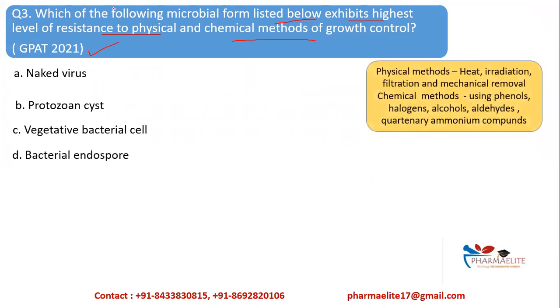Now, which are the physical methods of growth control? This includes heat, irradiation, filtration. Chemical methods are using phenols, halogens, alcohols, aldehydes, quaternary ammonium compounds.